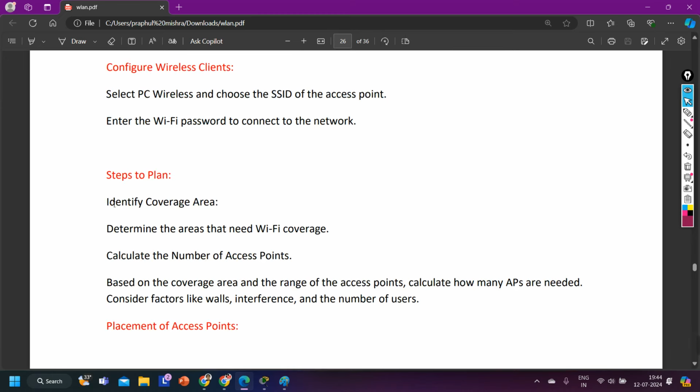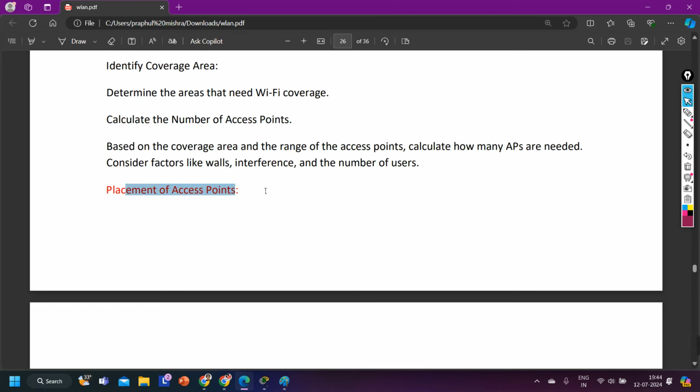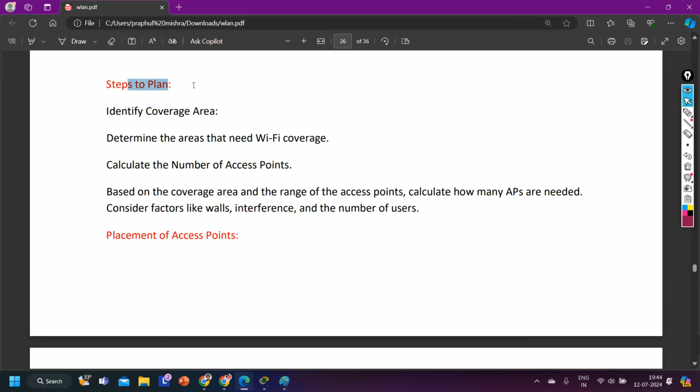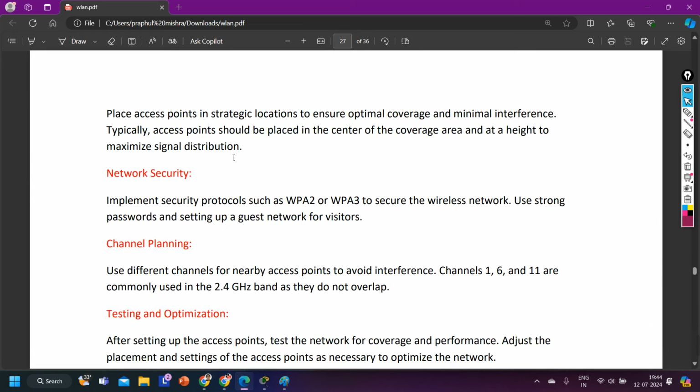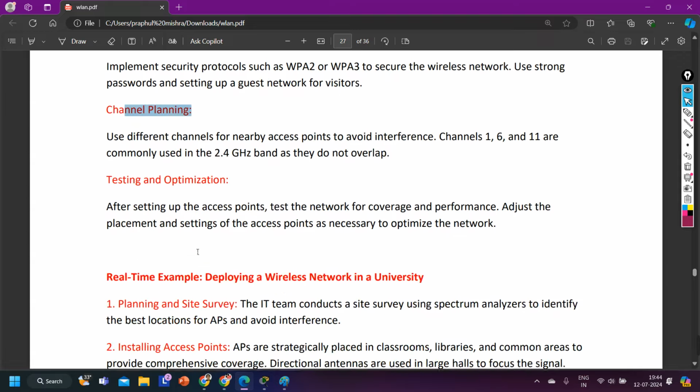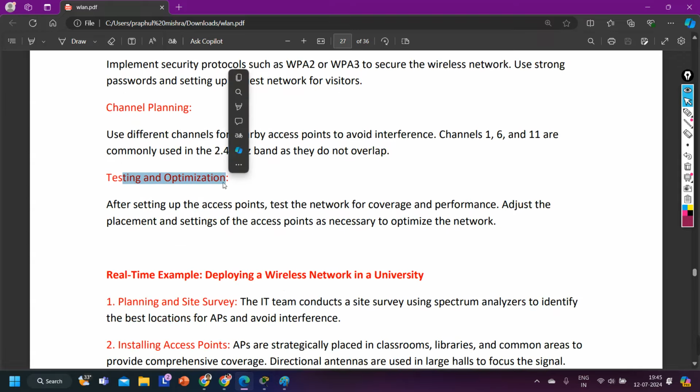Setup plan. How to set up the AP? So, guys, as I told you, to set up a wireless network, first you have to do a site survey, which means you have to find the places where you are going to place the APs, right? So placement of the AP is important. Identify the coverage area, then determine the area that needs Wi-Fi coverage, and calculate how many APs are required to cover all areas. Let's say in a big building you are going to implement a wireless network. Then security configuration and channel planning are very, very important.